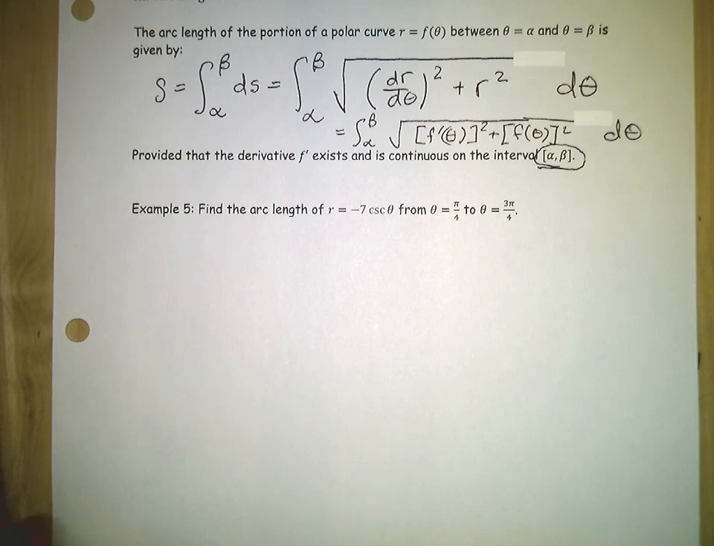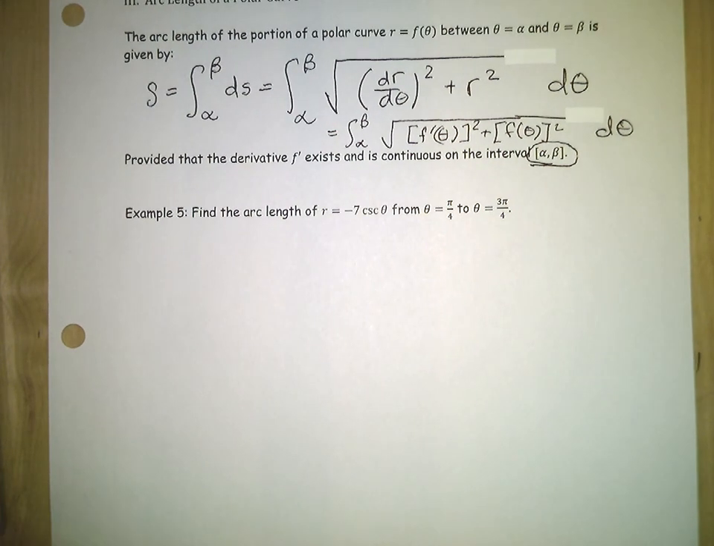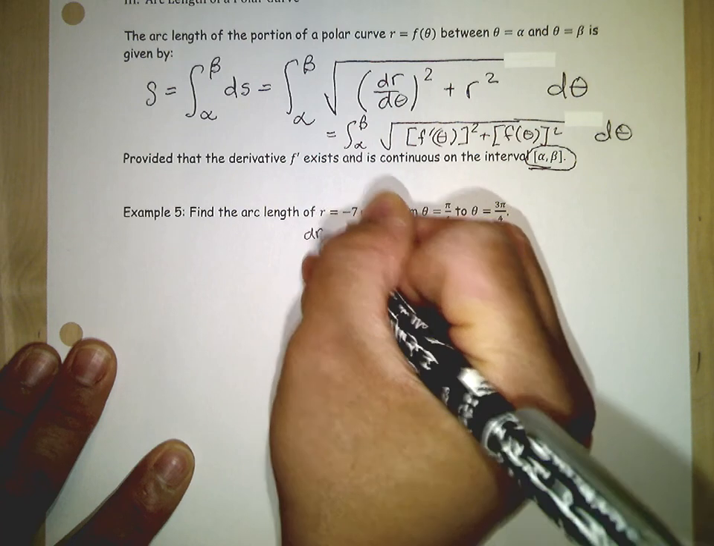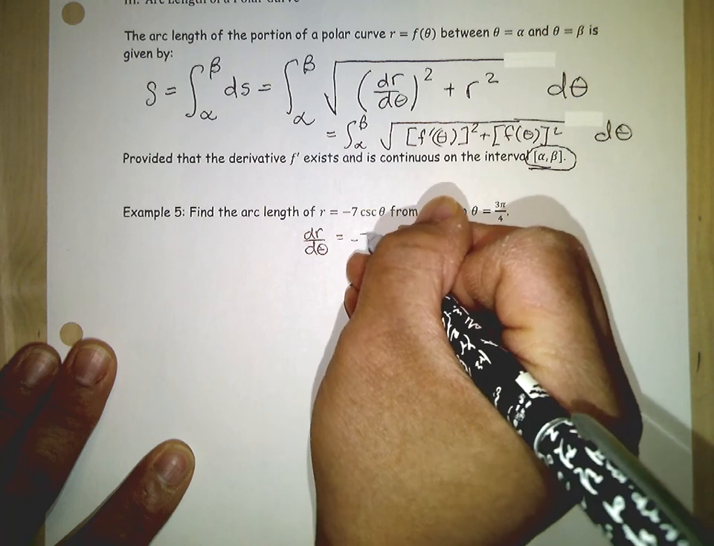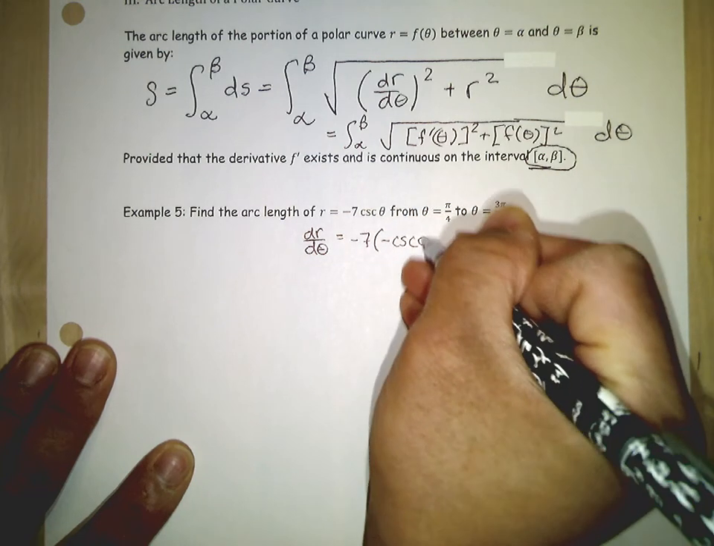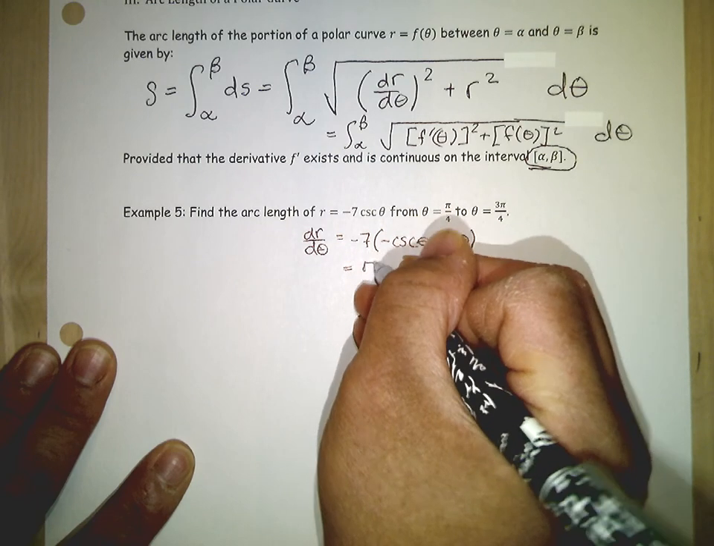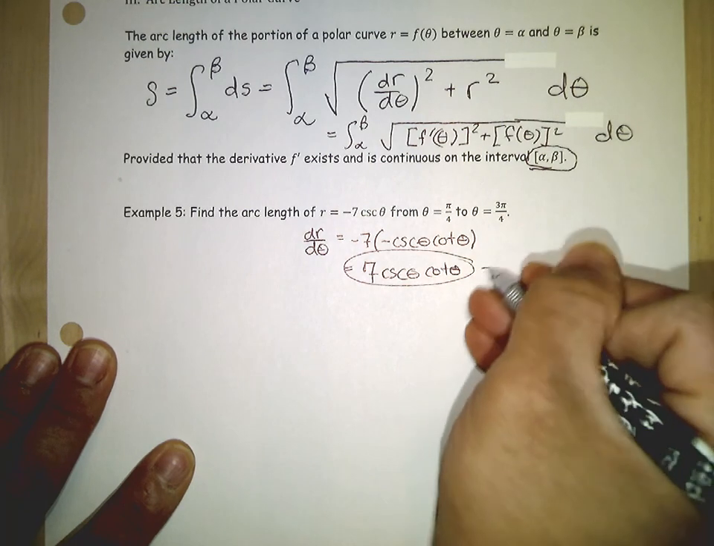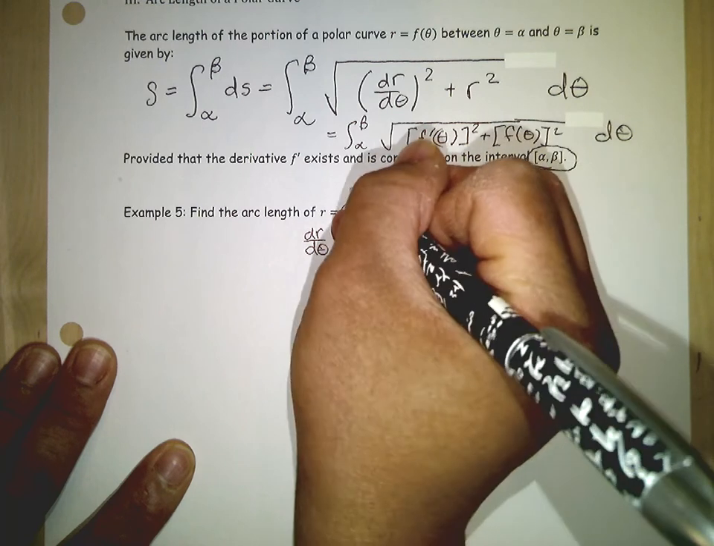All right. So find the arc length of r equals negative 7 cosecant theta from theta equals pi over 4 to 3 pi over 4. So now we need dr d theta. So that will be negative 7 times negative cosecant of theta cotangent of theta. So if I multiply this together, I get 7 cosecant of theta cotangent of theta. So this is my f prime of theta, and this I can just call my f of theta, all right?